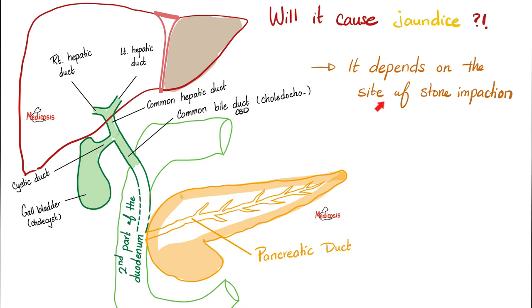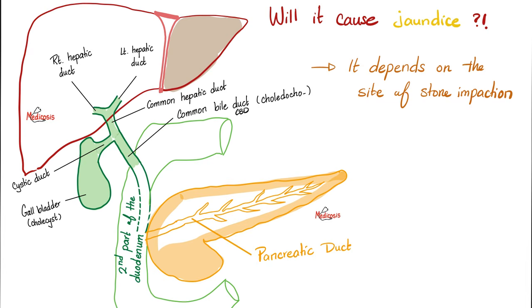The answer is usually no. Why not? Because it depends on the site of the stone impaction. Okay, tell me about it. Let's say that we have a stone here. Does this obstruct the flow of bilirubin from the liver to the gut? The answer is no. Bilirubin is going to go from here, down here to the gut. This stone is not going to affect the bilirubin, therefore this stone will not cause jaundice.